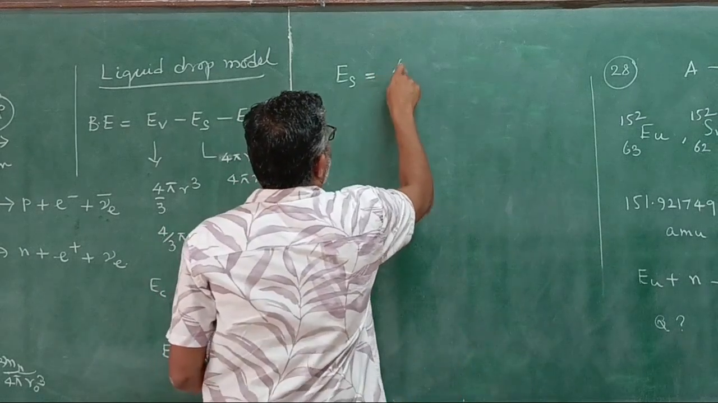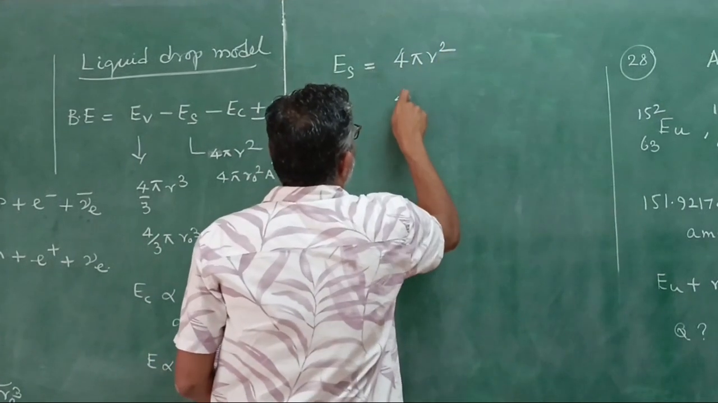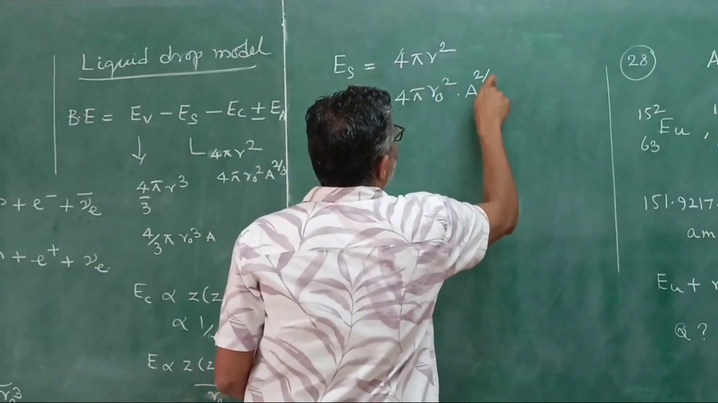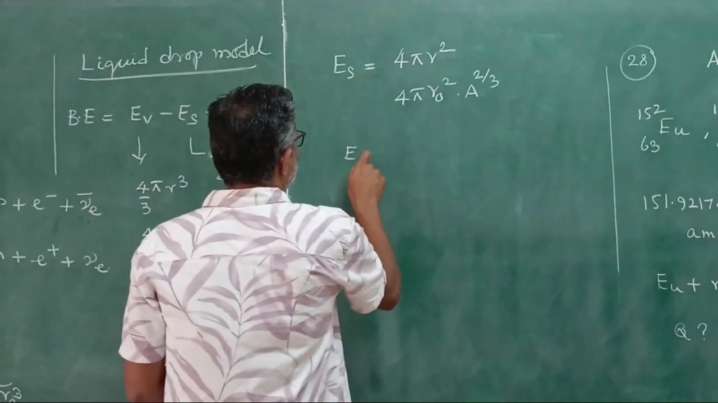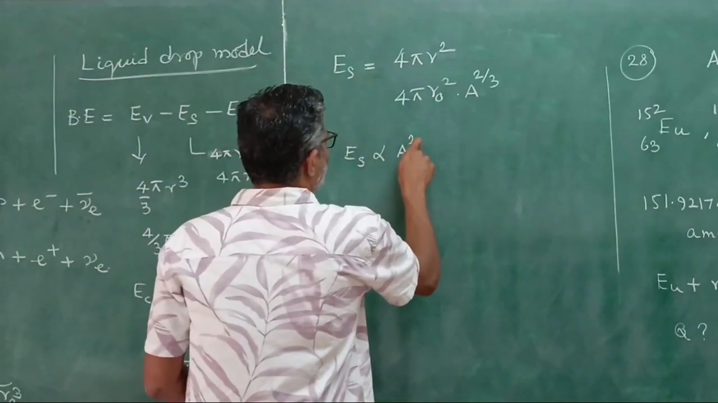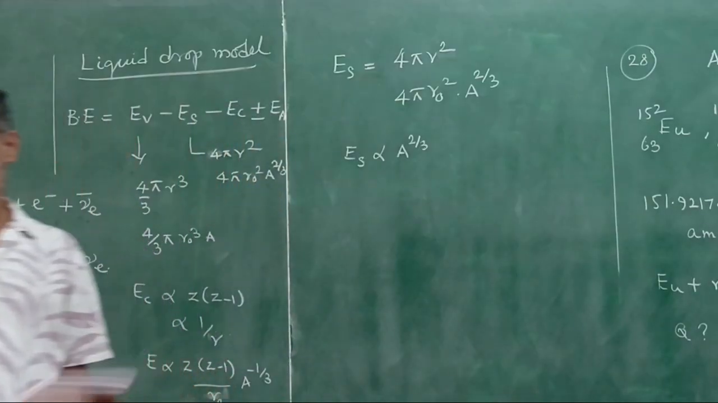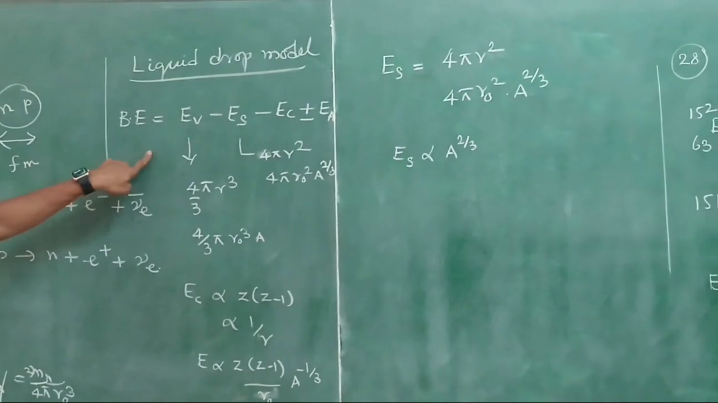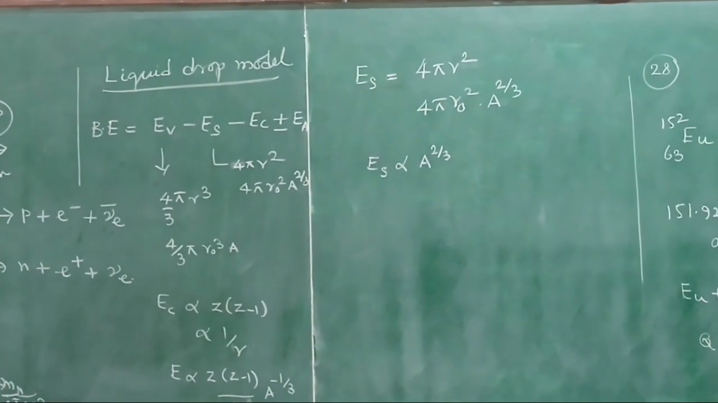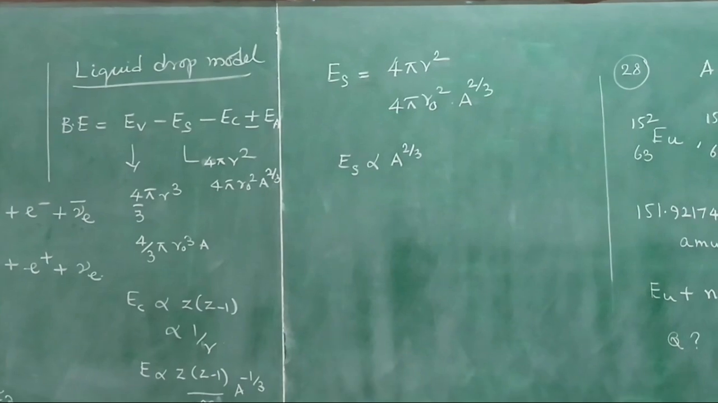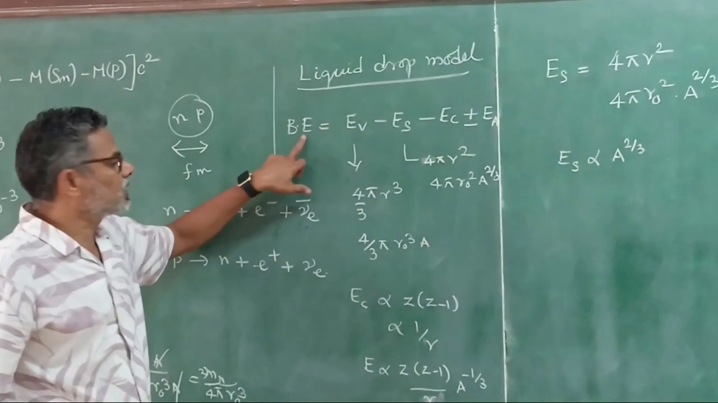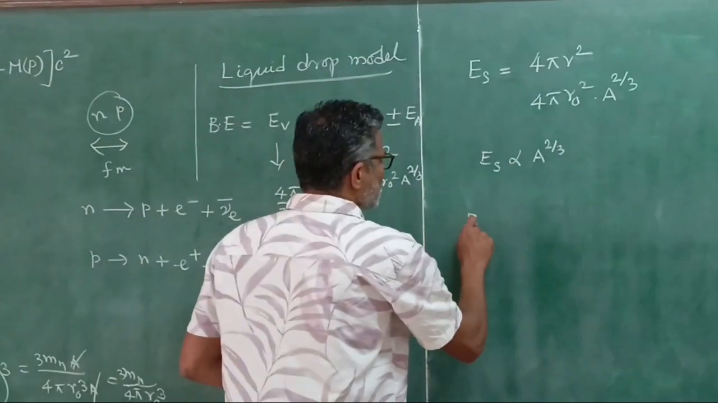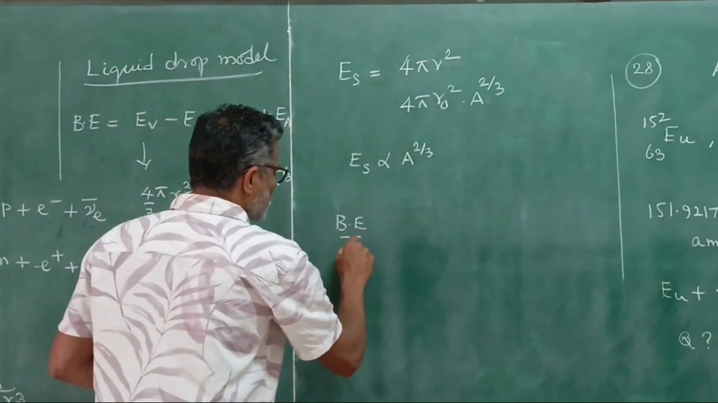So your ES value is again 4 pi R square, let's say 4 pi R0 square into A to the power of 2 by 3. So therefore your ES is proportional to A to the power of 2 by 3. So it's a straightforward question. Similarly, it can be asked with respect to the volume: how the binding energy varies with respect to volume. And if they want to twist, they can also say binding energy per nucleon.